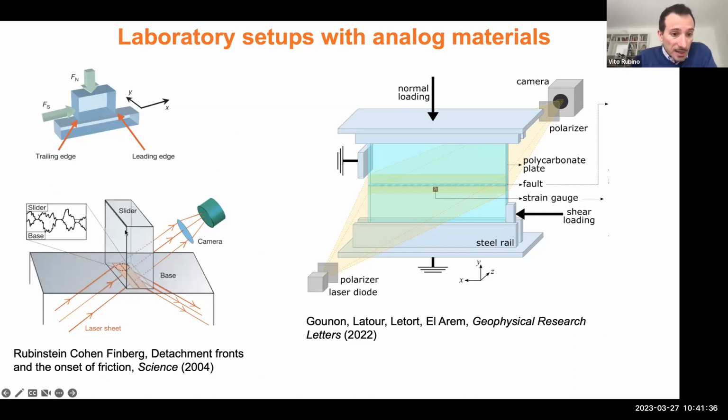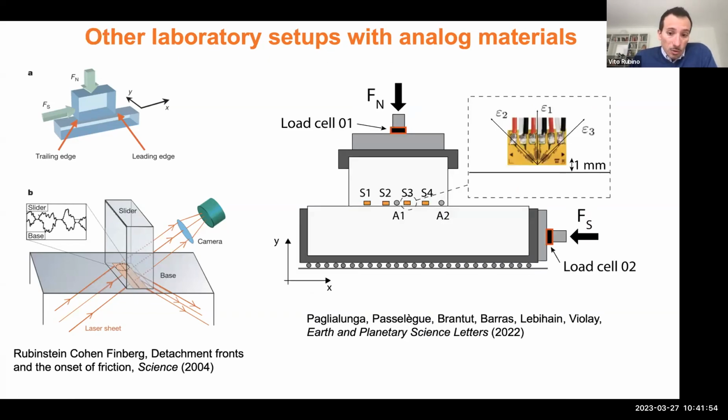On the left-hand side is the well-known setup by Jay Feinberg and co-workers. And on the right-hand side, there is a different version by Somaya Latour, who uses photoelasticity to capture rupture nucleation and behavior. And there is also another version by Marie Violet at EPFL and co-workers that uses strain gauges and accelerometers. So in a nutshell, various setups have various advantages and disadvantages.